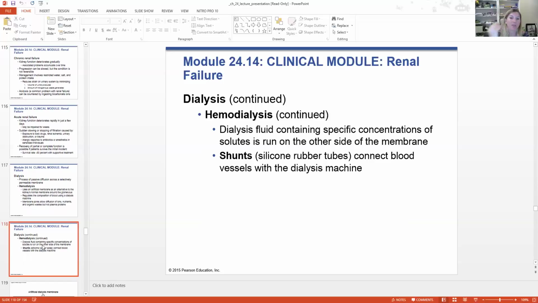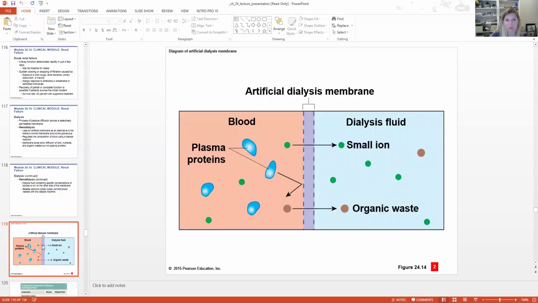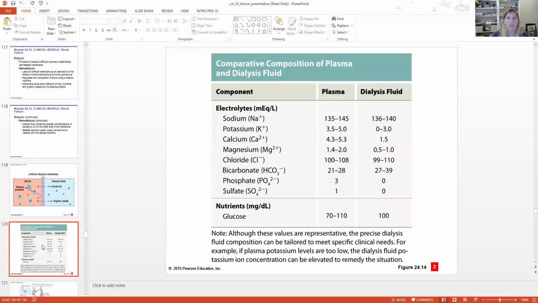So the dialysis fluid has specific concentrations. It's very similar to the peritubular fluid of our own kidneys, and there can be shunts or little tubes that connect the blood vessels to the dialysis machines. It's not a fun process, but it's a necessary process for people with kidney failure. That's just showing you the dialysis membrane set up the same way as our actual kidneys are, creating a membrane instead of the actual renal tubule that you're used to thinking about. So this is looking at the comparative composition of the blood plasma to dialysis fluid. You'll see it's very similar to the peritubular fluid of our own bodies.